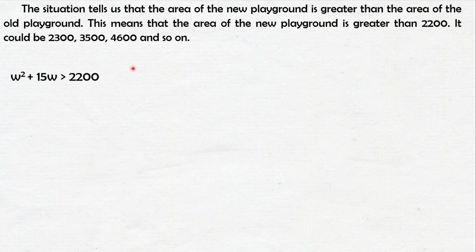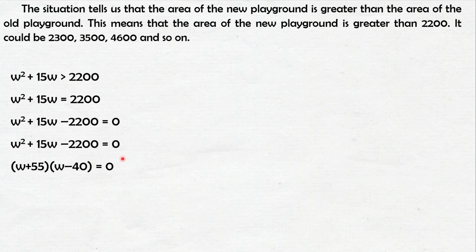So, solve natin. Ito yung given quadratic equation natin, di ba? So, W squared plus 15W greater than 2,200. Pinalitan lang natin yung A dito ng area nung old playground, which is 2,200. So, i-rewrite lang natin into quadratic equation. Then, transpose natin si 2,200 sa left side, kaya nakuha natin si negative 2,200.